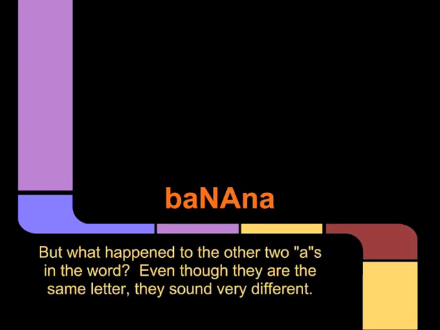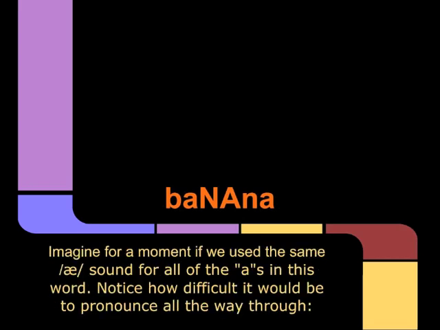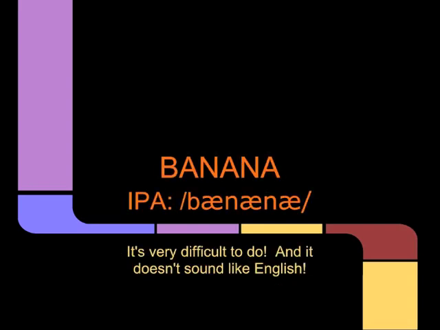But what happened to the other two a's in the same word? Even though they are the same letter, they sound very different. Now imagine for a moment if we use the same a sound for all of the a's in this word. Notice how difficult it would be to pronounce all the way through. Banana. It's very difficult to do, and it doesn't sound like English.